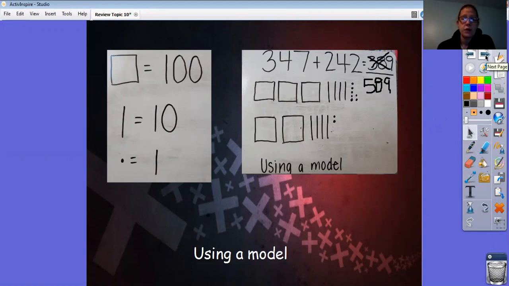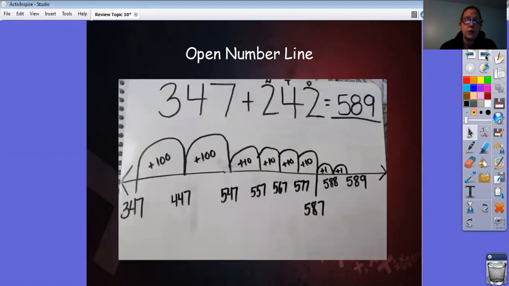So we are going to go on to our next strategy. Our next strategy is using the open number line. I did it right on this one. So I started with my 347. I put it at the beginning. I hopped 2 hops of 100, 4 hops of 10, and 2 hops of 1. So I went 347, 447, 547, 557, 567, 577, 587, and then 588, 589, and got my answer of 589.